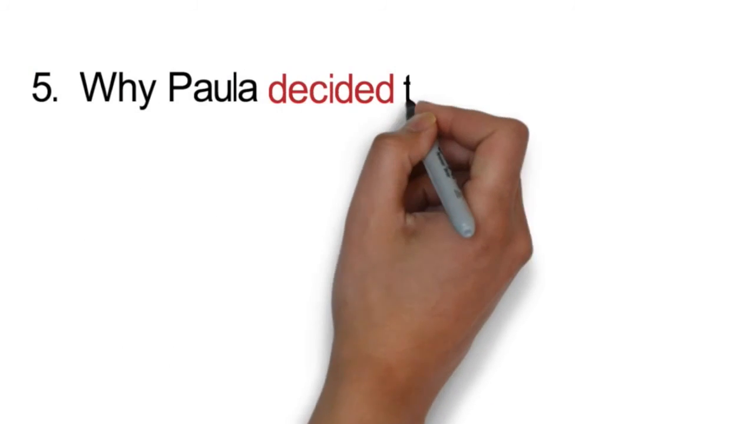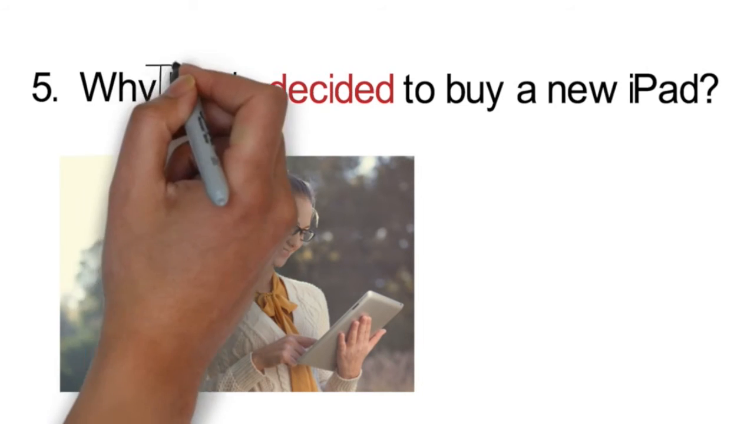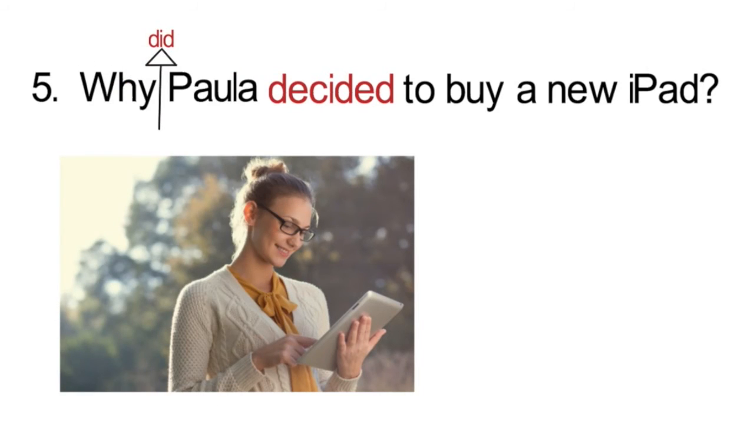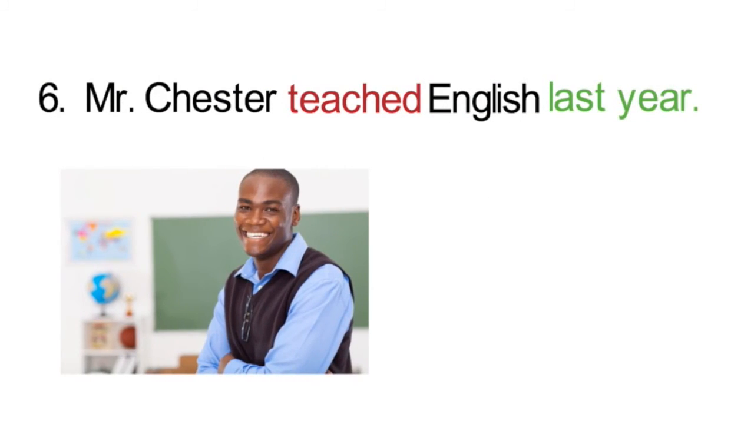Look for the mistake in question number 5. Why Paula decided to buy a new iPad? Remember, we need to use did and the base form of the verb when we make questions. So it should be, why did Paula decide to buy an iPad? And finally, what's wrong in sentence number 6? Mr. Chester taught English last year. That's right. The past tense verb form for teach is taught because teach is an irregular verb. So it should be, Mr. Chester taught English last year.